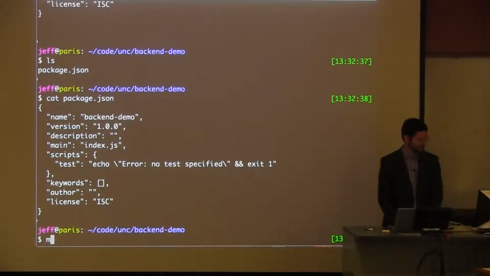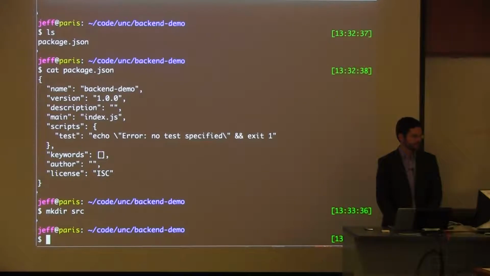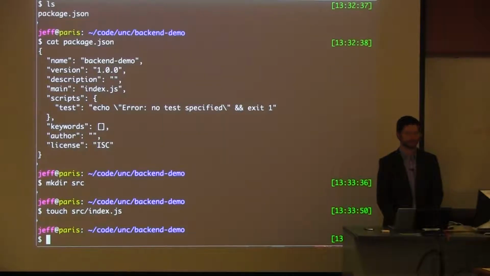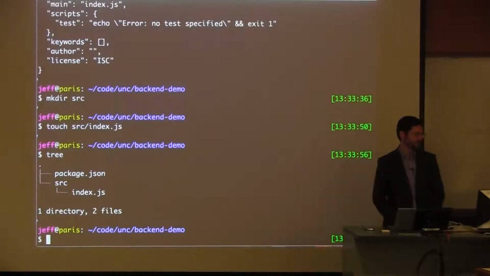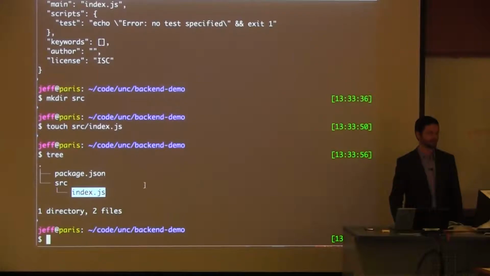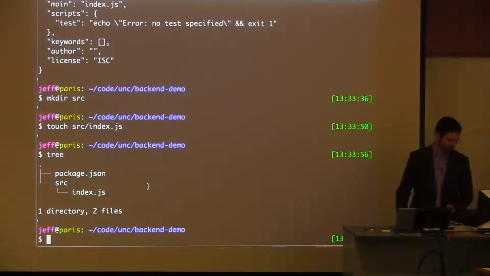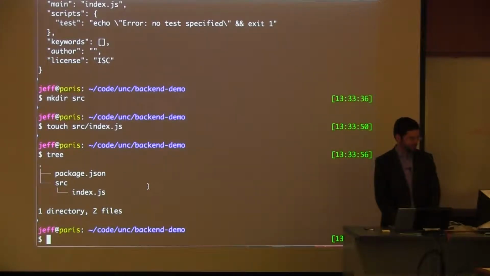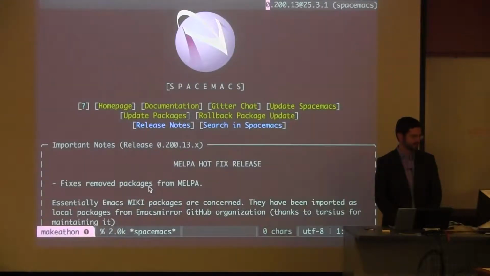What I'm going to do is create a source directory and a file in source called index.js. This touch command just creates a file. So now the contents of my current directory are a package.json file, a source directory, and an index.js file that's currently empty. So let's open up that index.js file.